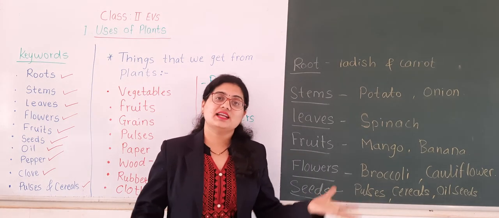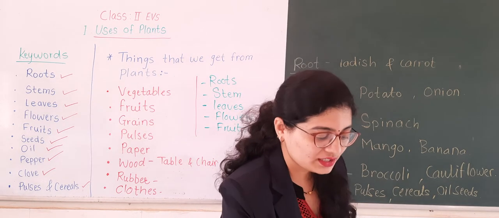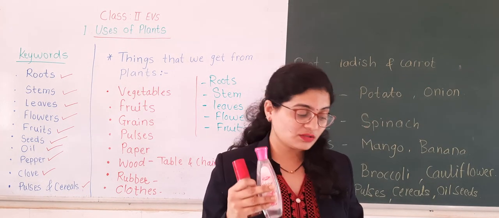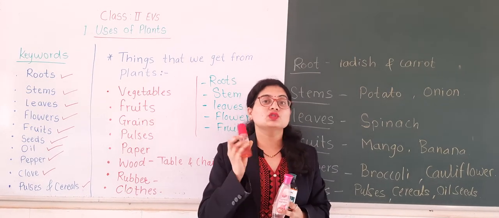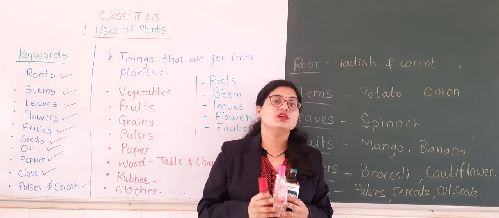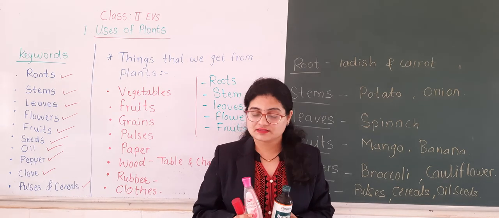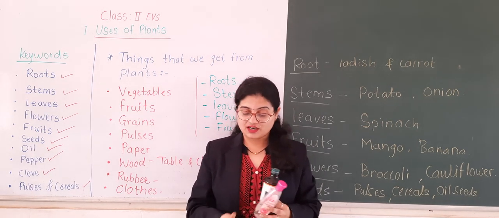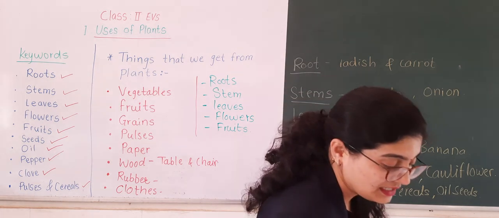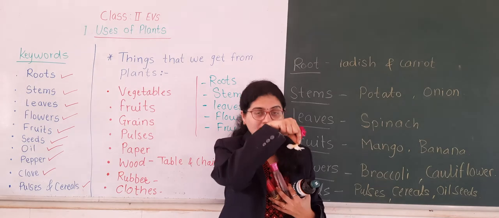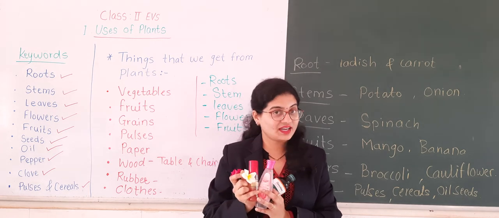Okay. So we know that there are different uses of plants. We get many things from plants, such as different perfumes, cosmetics, medicines. These things we get from plants. We use flowers to make different perfumes. Then we also use different parts of a plant to make different cosmetics. Right, children? Here, different flowers such as rose, then champa, chameli, jasmine. These flowers we use to make perfumes and cosmetics, right?